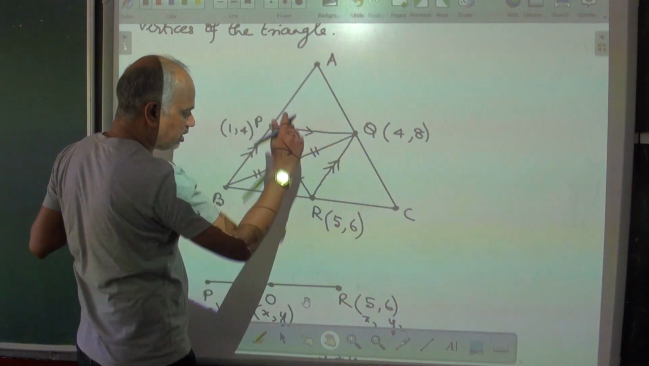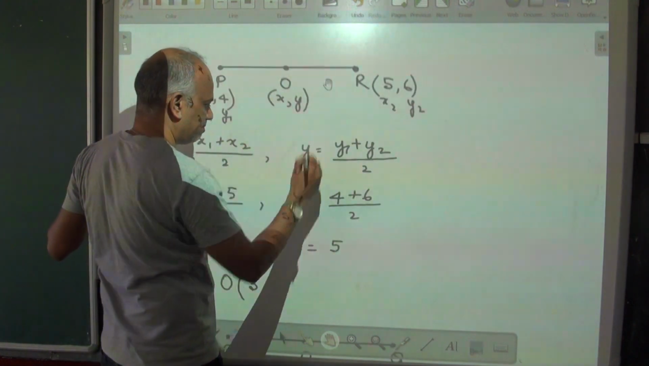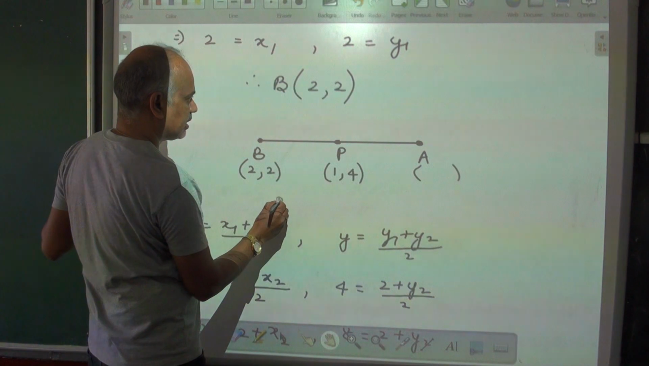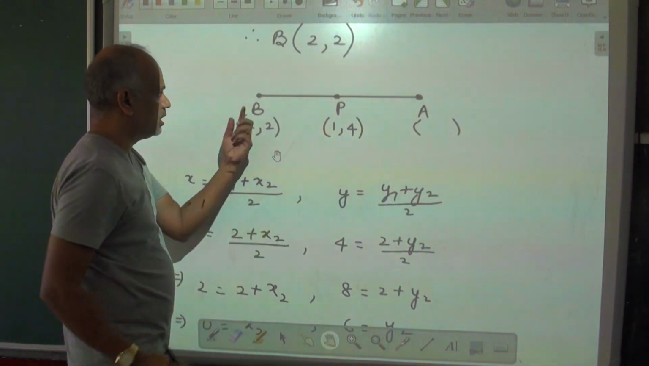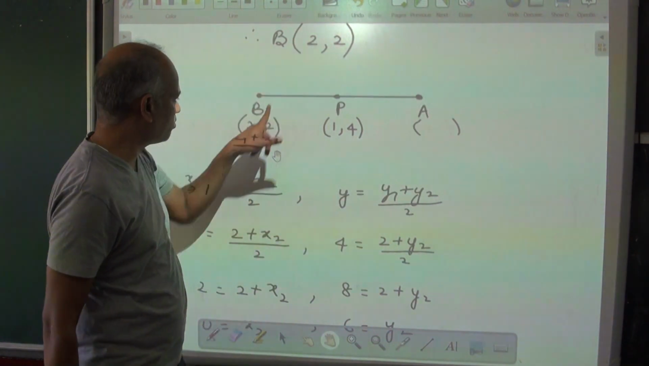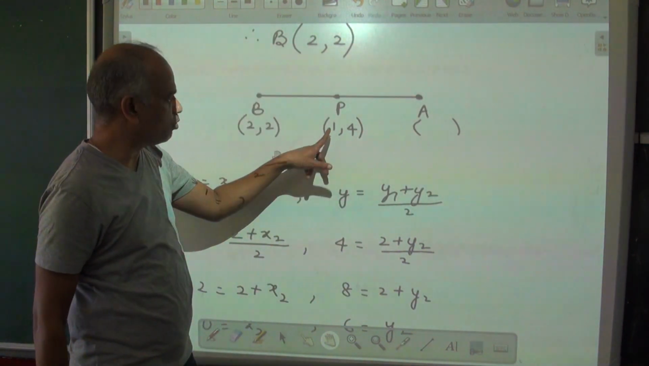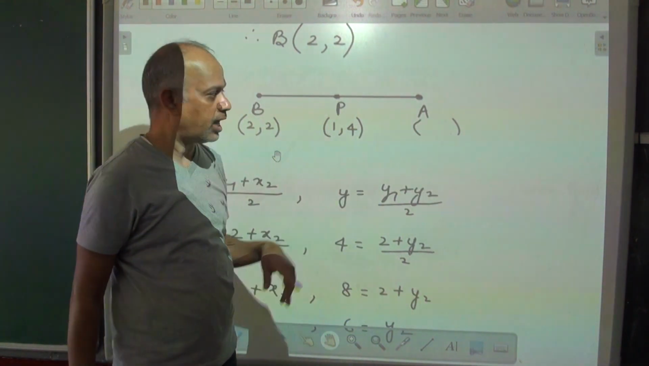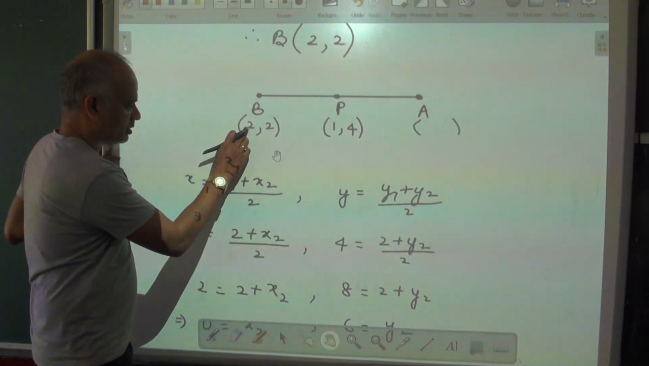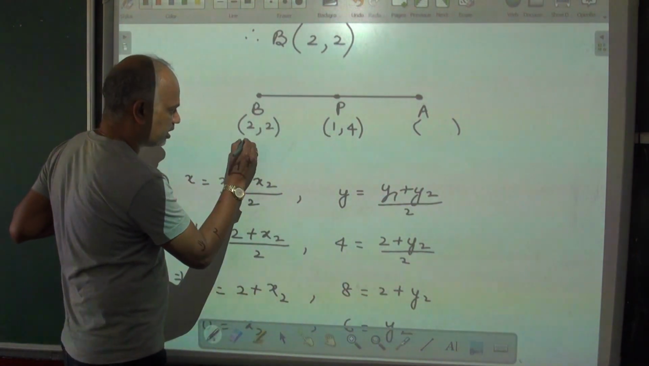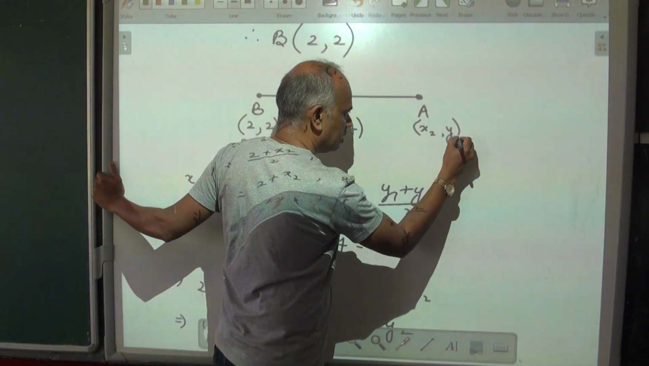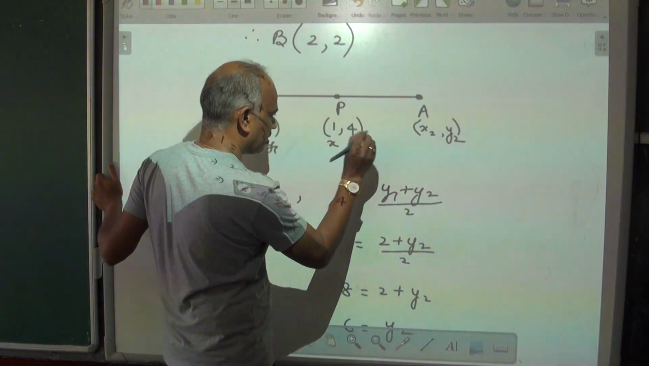So for that, I will draw only this line segment. That's B, P, A. A is what you have to find. B you just now found, 2, 2. P was already known, 1, 4. A is what you have to find. Again, P is the midpoint of AB. So, let's name them accordingly. The first point is x1, y1. Second point is x2, y2. And the midpoint is x and y.